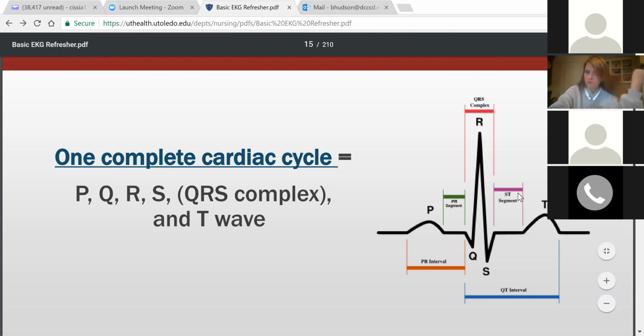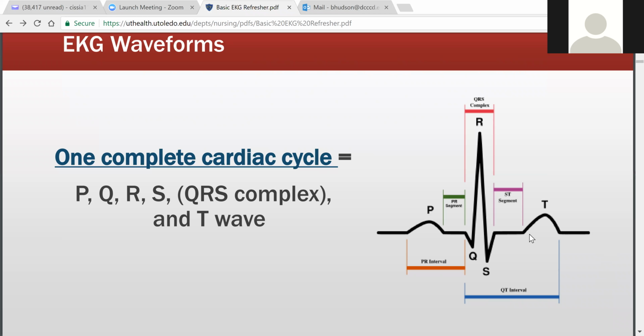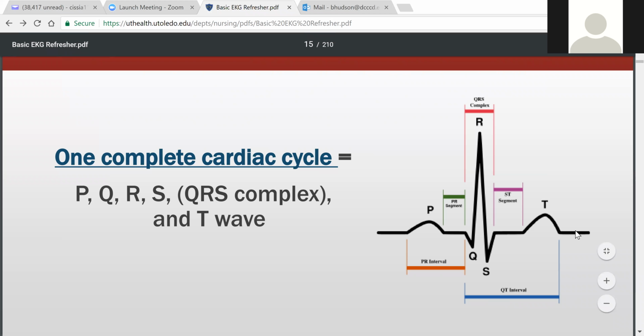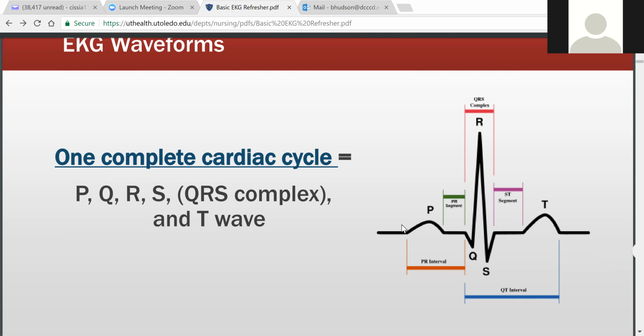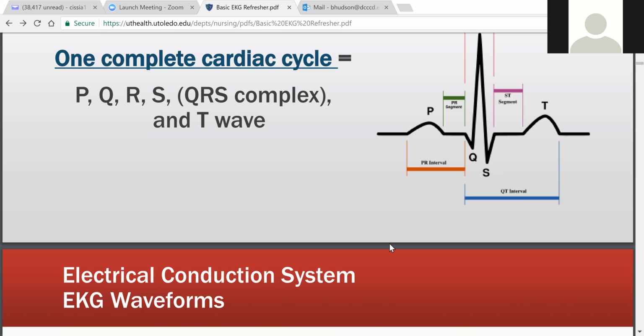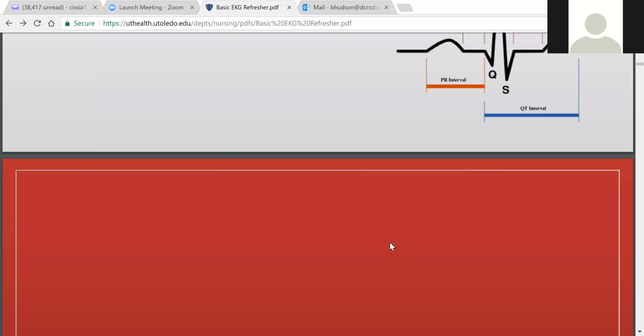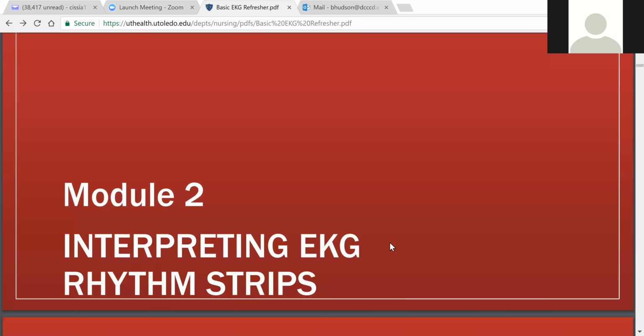And we've already talked about the T wave. It is when the ventricles repolarize. And then we have this QT interval that we talked about during fluid and electrolytes. So this just gives you a graphical representation. So we're going to slide on down to the different waveforms.